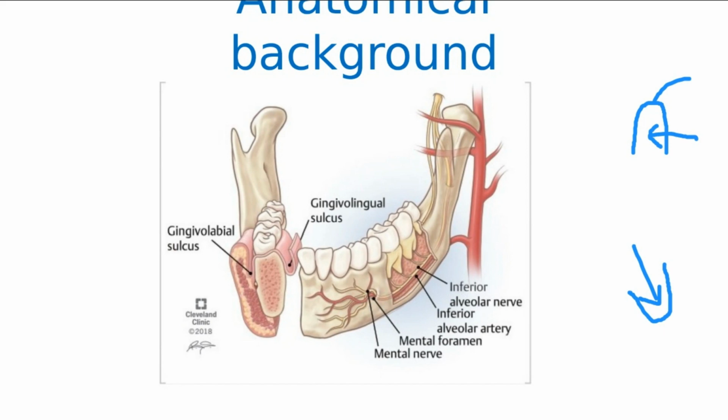Just understand the name. The other one is between the gingiva and the tongue, which we call the gingivolingual sulcus. How about this? Still mucobuccal fold. So this does not change. Mucobuccal fold, whether we're talking about the maxillary or the mandibular teeth. In both cases, it's called mucobuccal fold. What's different is the sulcus versus vestibule.